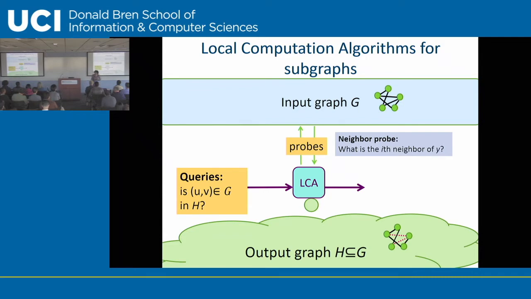What's the ith neighbor of Y? You can assume that you have an adjacency list, and in constant time, they tell you what's the ith neighbor of node Y. They can also ask, are Y and Z connected in graph G? I mean, we're probing the graph G, the input graph. So I could ask, is there an edge between Y and Z? Yes, no.